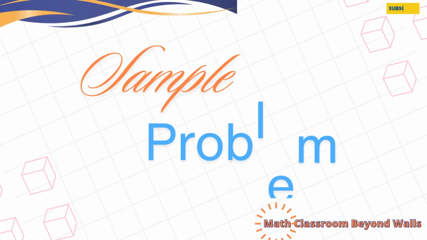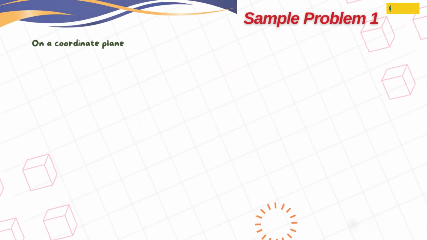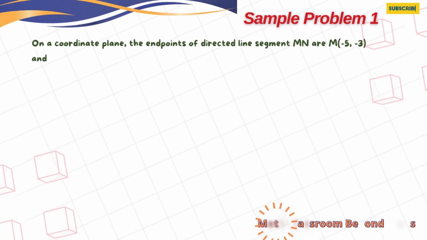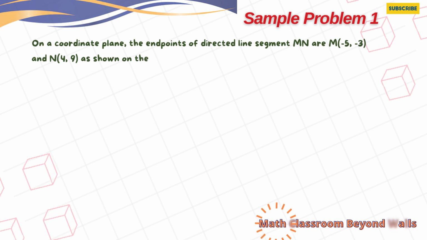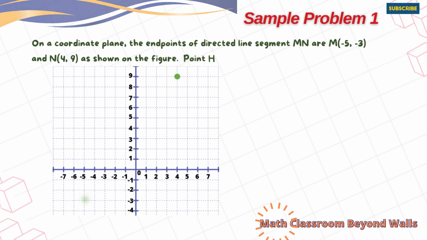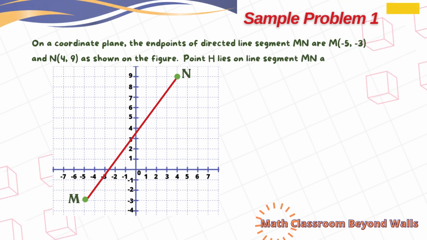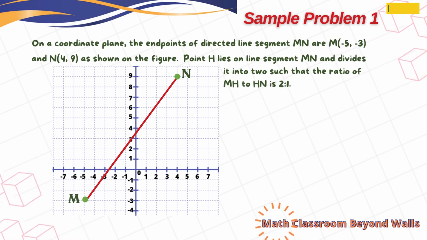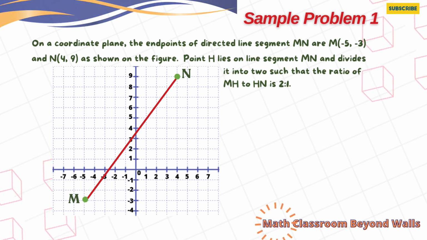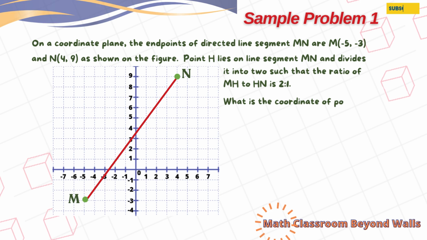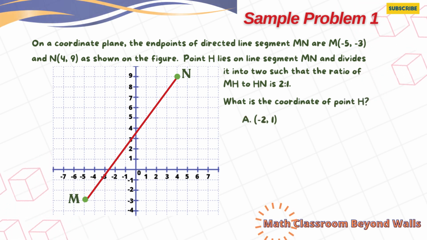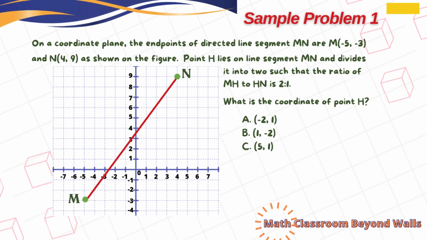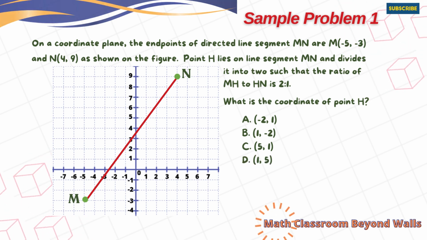Here's the problem. On a coordinate plane, the endpoints of directed line segment MN are M(-5, -3) and N(4, 9) as shown on the figure. Point H lies on line segment MN and divides it into 2 such that the ratio of MH to HN is 2:1. What is the coordinate of point H? Option A, (-2, 1). Option B, (1, -2). Option C, (5, 1). Option D, (1, 5).